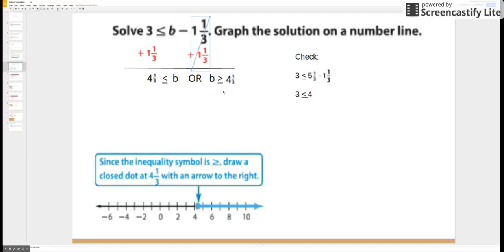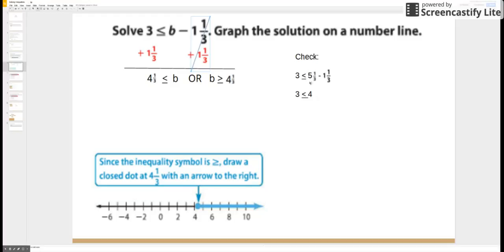Or you can think of it as b is greater than or equal to 4 1/3. These two are exactly the same. All I did was put the variable in the front here. Here it's in the back. So since the inequality symbol is a greater than or equal to, draw a closed dot on the 4 1/3 with an arrow to the right of it.